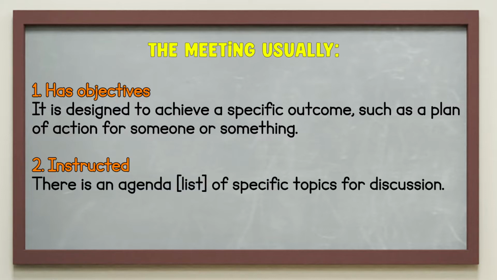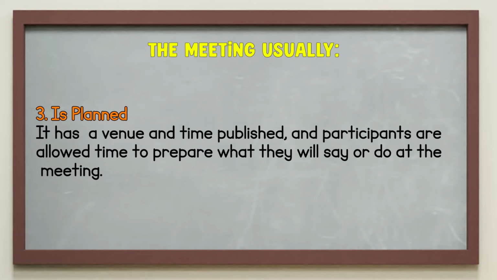The meeting is structured. There is an agenda, a list of specific topics to be discussed or for discussion. The meeting is planned in advance. It has a venue and time published, and participants are allowed time to prepare what they will say or do at the meeting.